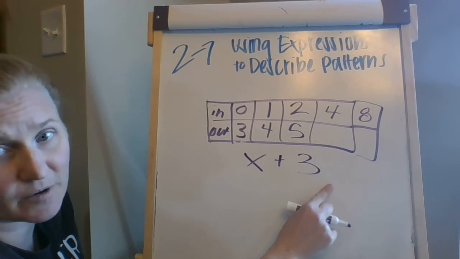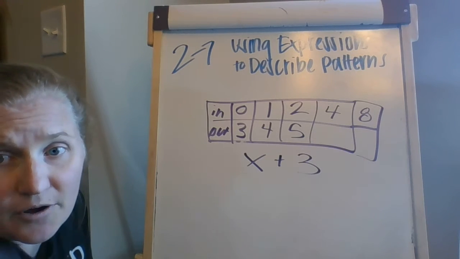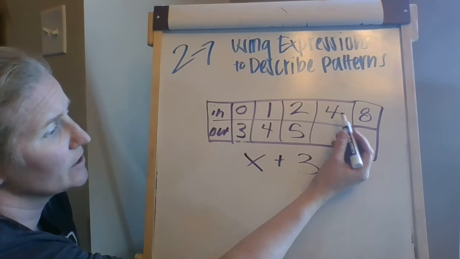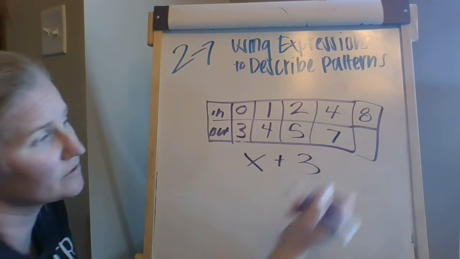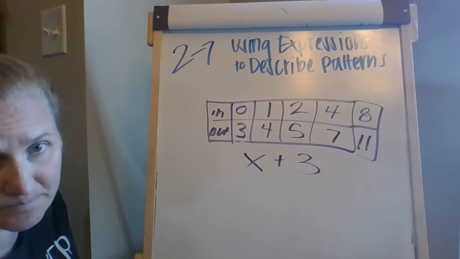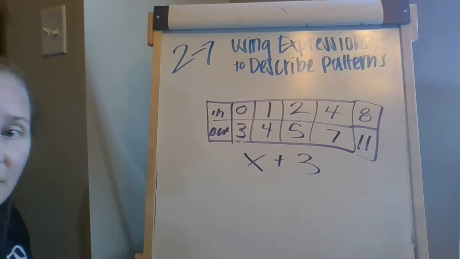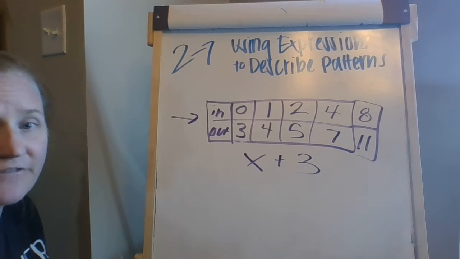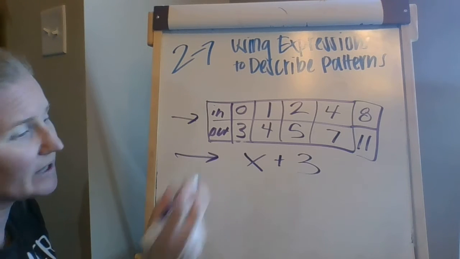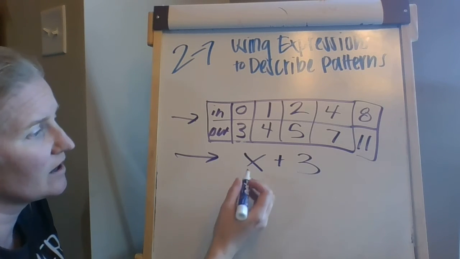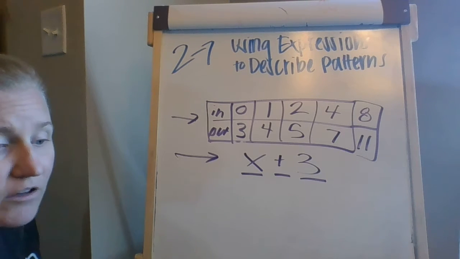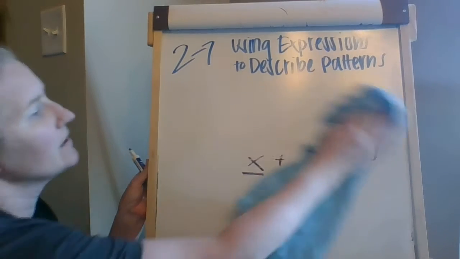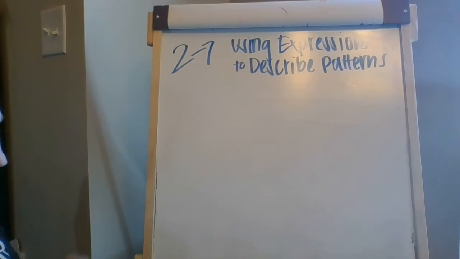Now that we have our expression, we need to figure out the other spots that are missing here. So here, if we have our 4 plus 3, it's going to be 7. 8 plus 3 is going to be 11. Okay, so on your assignment, there are 2 different parts. You're going to have to finish filling in the table, and then you're going to come up with your algebraic expression, making sure that you have a variable, an operation, and a number in all of these. All right, let's take a look at another one.